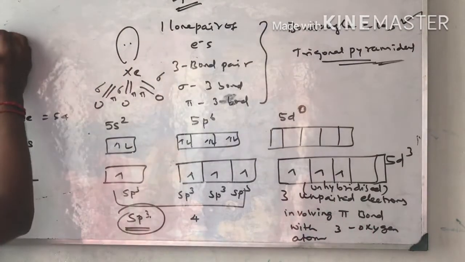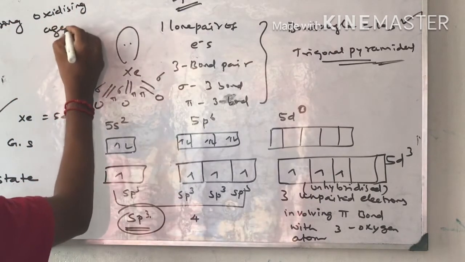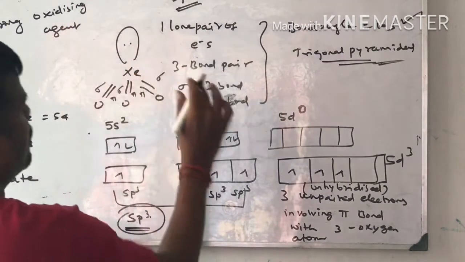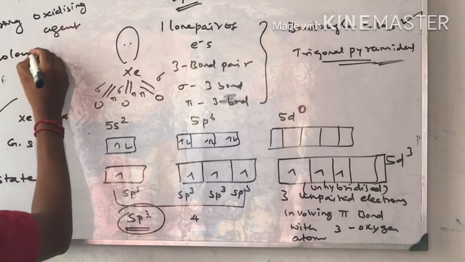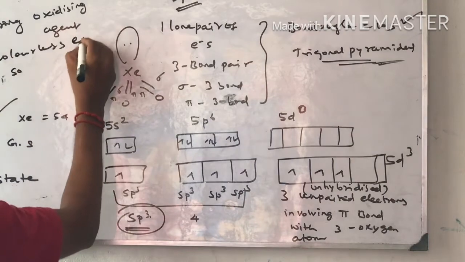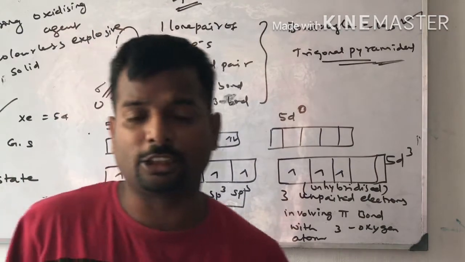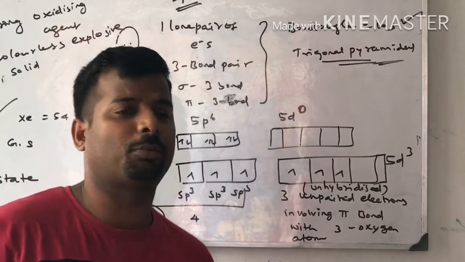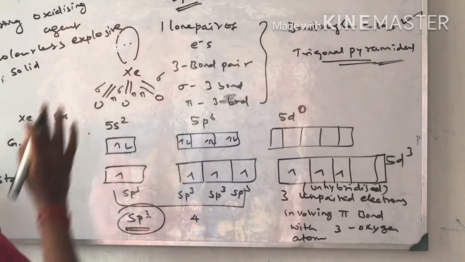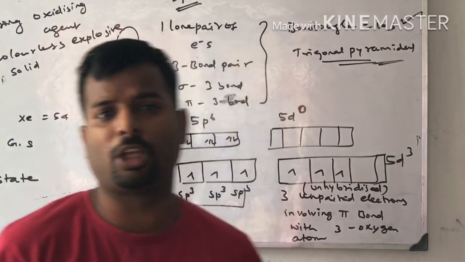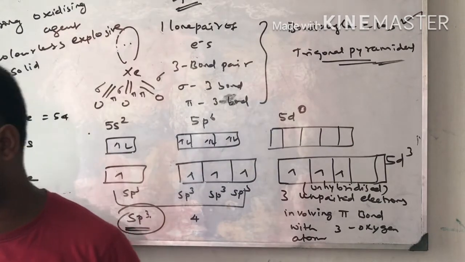One more thing, it is a strong oxidizing agent because it contains 3 oxygen, so it can donate oxygen. It is a colorless, explosive solid. Everything is explained. This is the information related to xenon trioxide. Next I am going to tell about xenon tetraoxide.